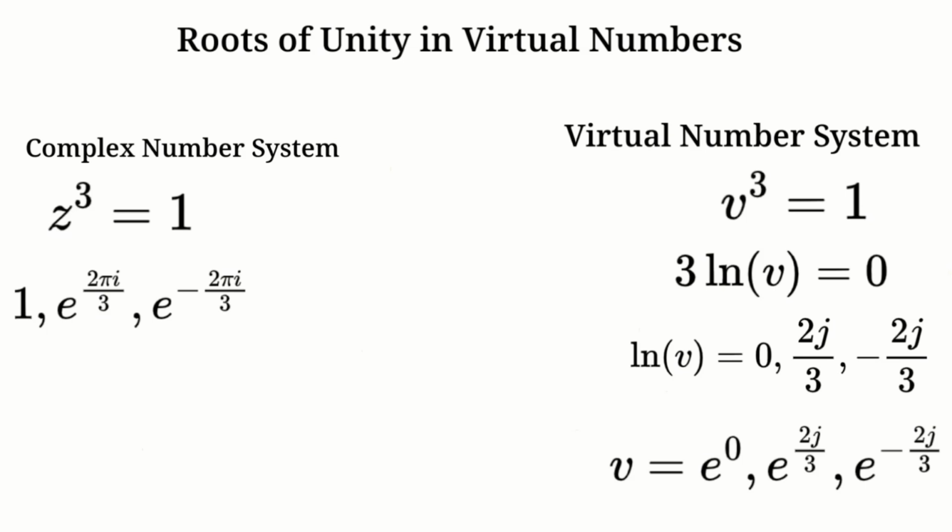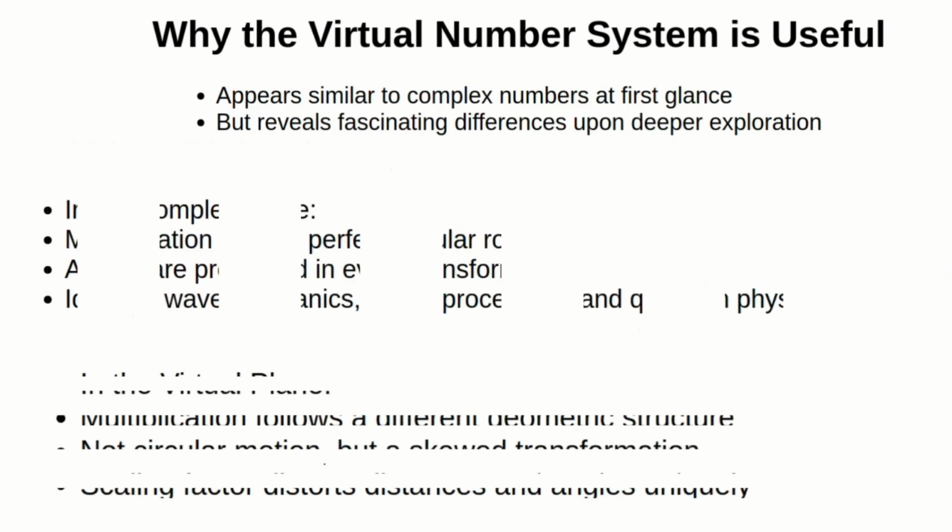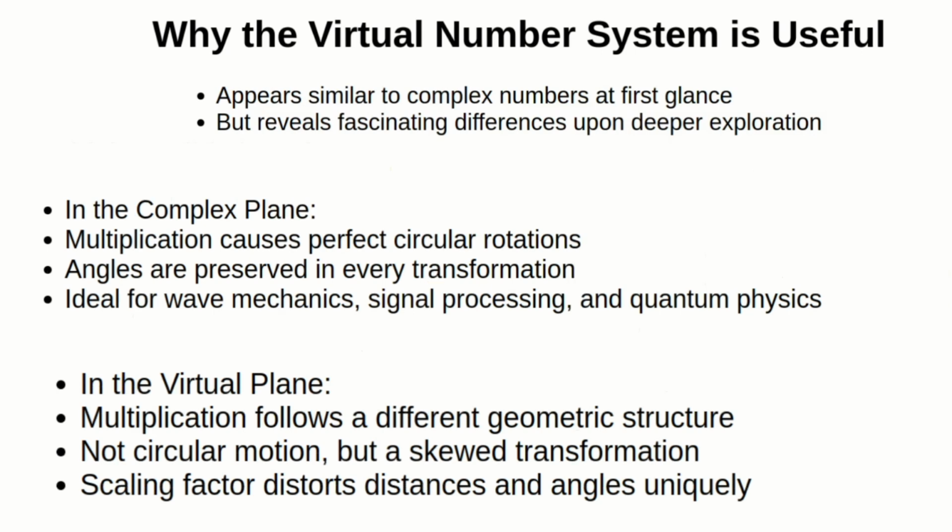Why the virtual number system is useful. So what makes the virtual number system unique? At first, it may seem similar to complex numbers, but our deeper exploration reveals something fascinating. In the complex plane, multiplication results in perfect circular rotations. Every transformation preserves angles, making it ideal for wave mechanics, signal processing, and quantum physics. But in the virtual plane, multiplication follows an entirely different geometric structure. Instead of circular motion, numbers undergo a skewed transformation due to the scaling factor. The virtual plane does not behave like a unit circle. Instead, it distorts in a way that changes distances and angles uniquely.